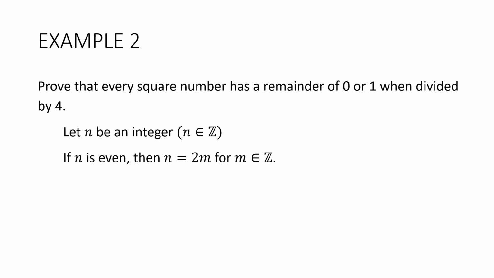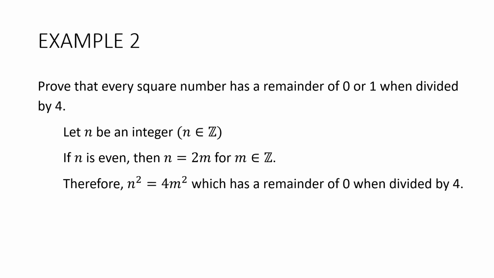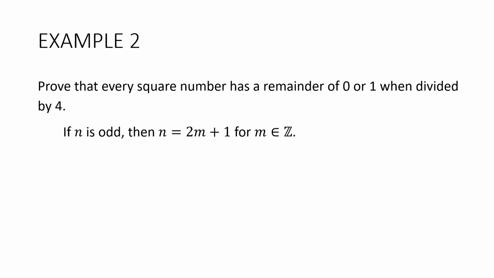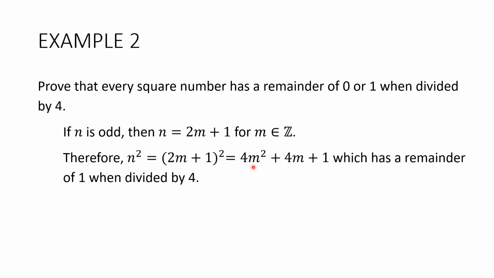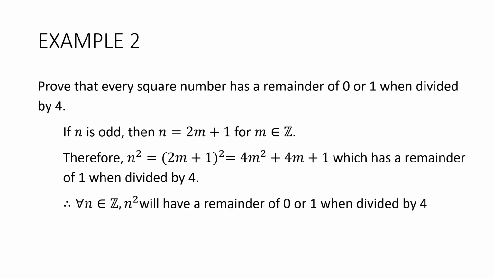Therefore, we can write it as 2m, where m is an integer. We want a square number, so let's square it. n squared is 4m squared, and that has a remainder of 0 when it is divided by 4. Case 2. If n is odd, then we can write n as 2m plus 1, and m is an integer. Let's square it. We're going to get 4m squared plus 4m plus 1, and that has a remainder of 1 when we divide by 4. So therefore we've proved it. For all n that are integers, n squared will have a remainder of 0 or 1 when divided by 4.